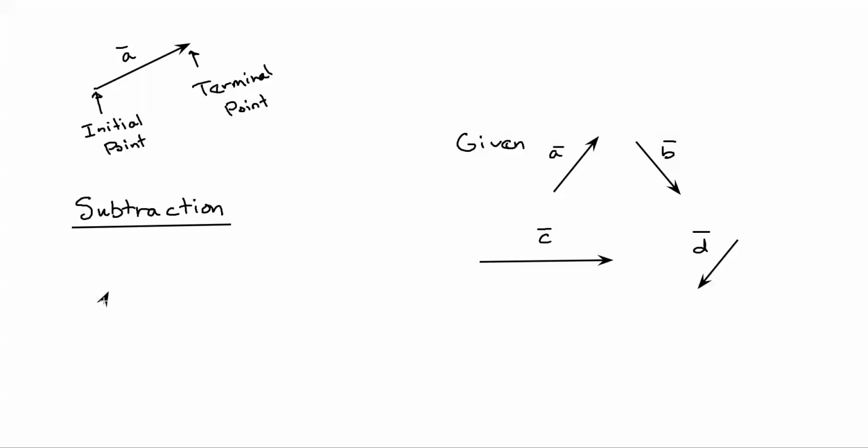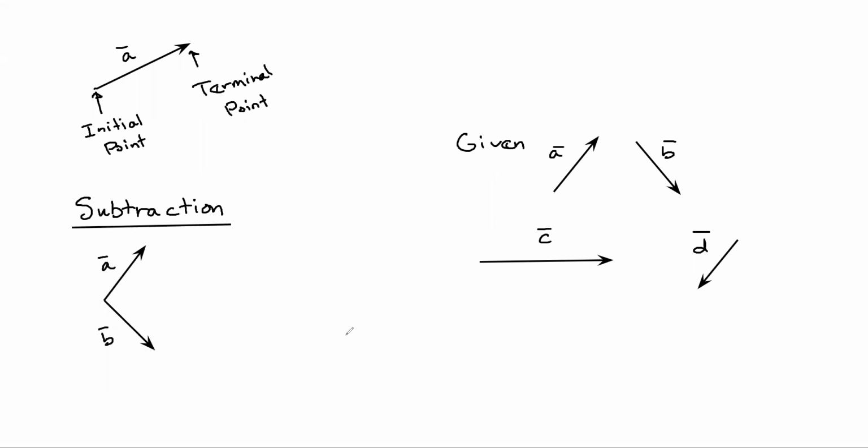Let's take A, put it, and then next we want to draw B. So you want the initial points to be the same this time. All right, so that's roughly vector B. So we've got A, we've got B.